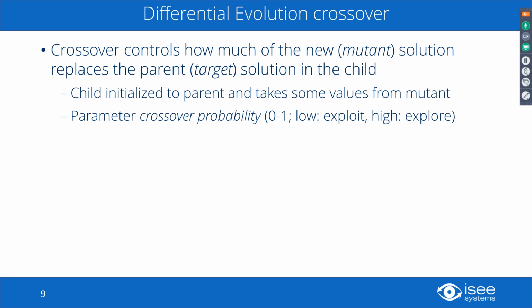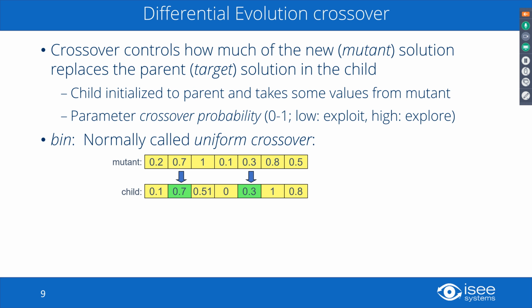So the crossover probability goes between 0 and 1. When it's low, it's favoring exploitation. When it's high, it's favoring exploration. So you have a lot of parameters here that are messing with how much we exploit and how much we explore. Crossover is never 0. Even when we set it to 0, at least one thing will cross over. There are two types of crossover.